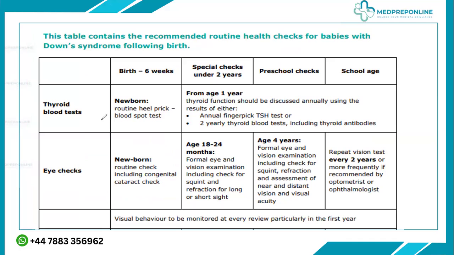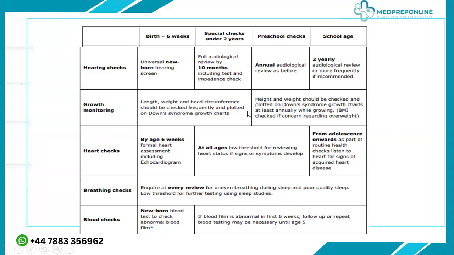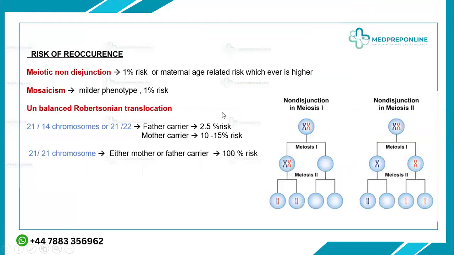Okay, and then we have the audiology. Then we have the growth monitoring. So these are some of the reviews which we should do annually. Now moving towards the risk of recurrence.